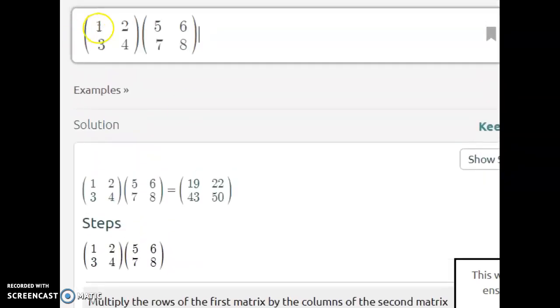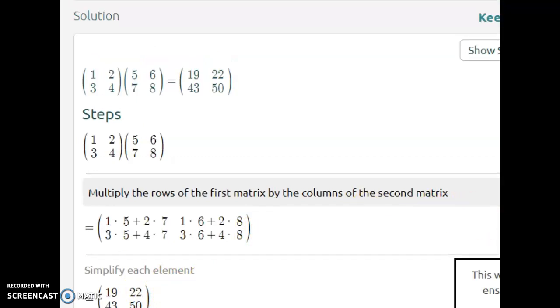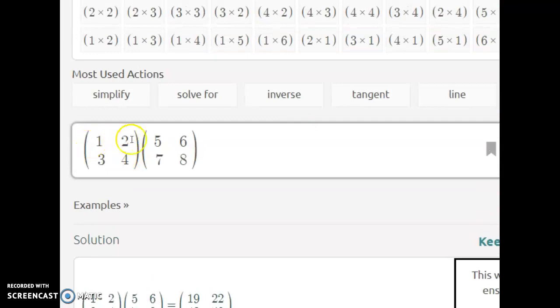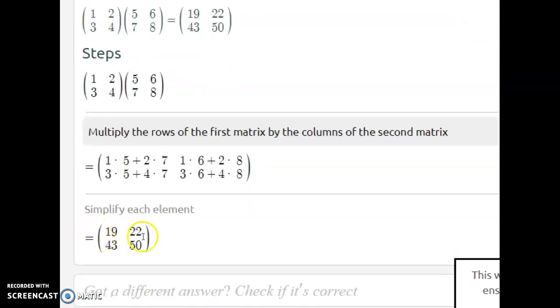So then first row times second column. So 1 times 6 plus 2 times 8. And again, we can see that's the way it's written here: 1 times 6 plus 2 times 8, which of course is 22. And remember I said first row times second column, hence it's going to appear in the first row in the second spot. There it is, the 22.